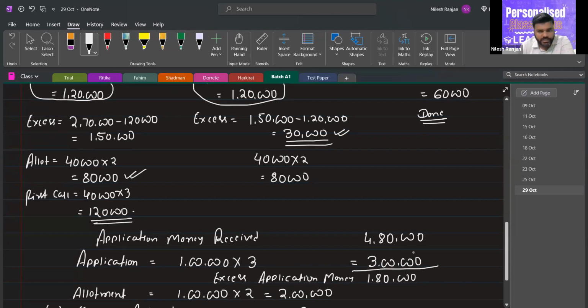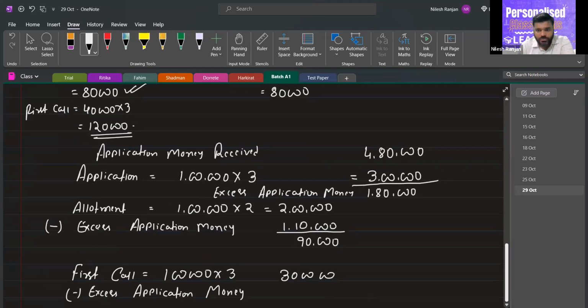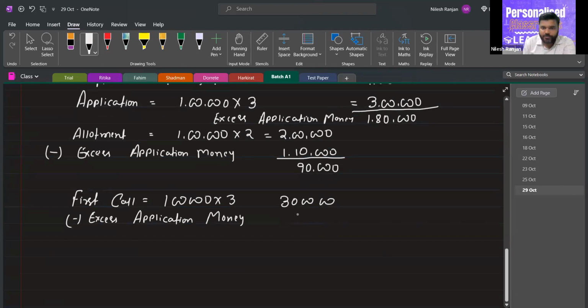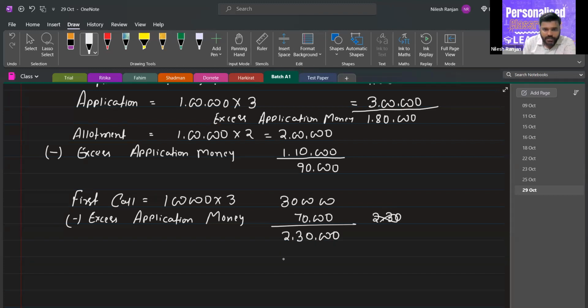70,000. Yes, because excess was 150. We have utilized 80,000 on allotment. So the balance 70,000 will be used on first call. So 70,000. Now 2,30,000 here. And there is no adjustment in final call. So only final, it is 1 lakh into 2. If it is asked by the company, then we will pass journal entry for this. Otherwise, we will not do the entry. Okay, so this is our simple oversubscription part. Now call scenario.